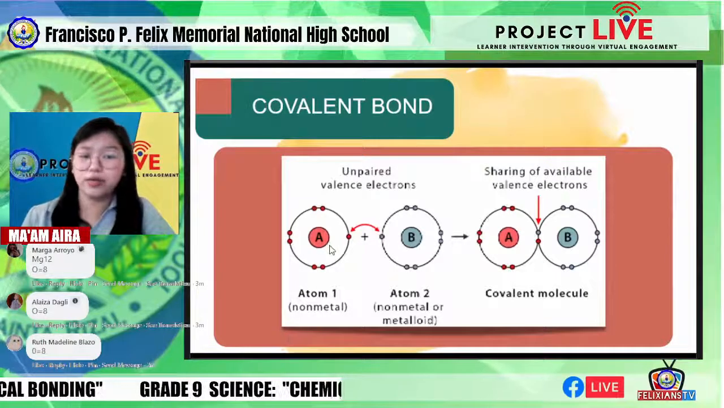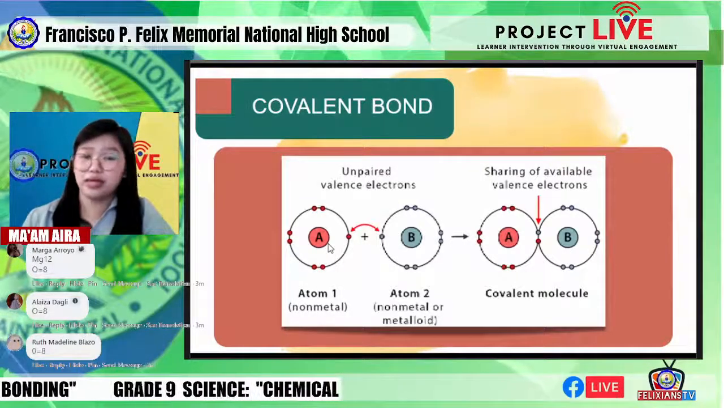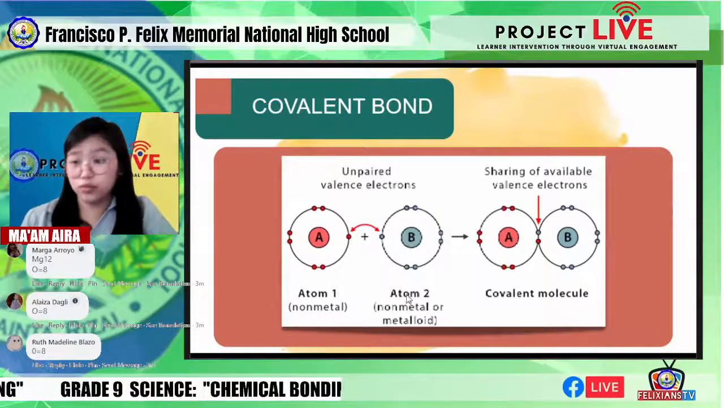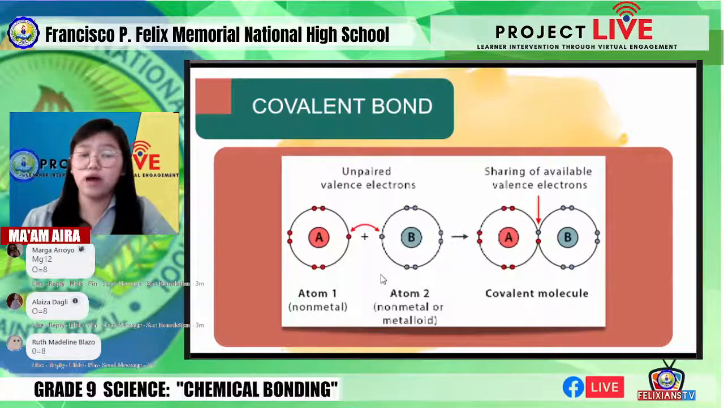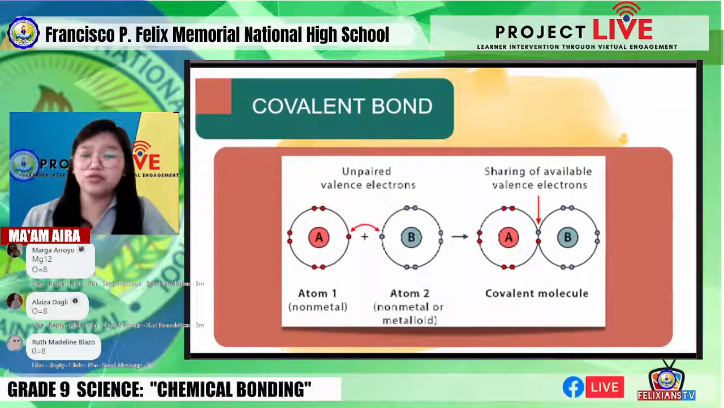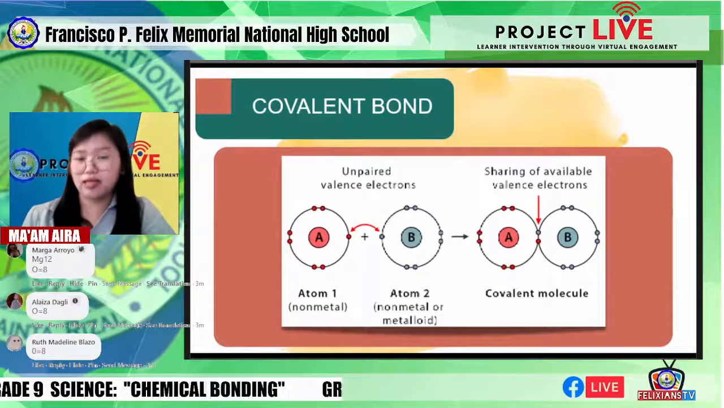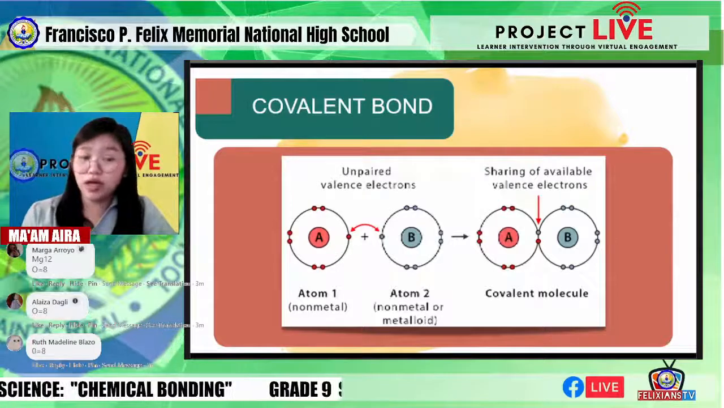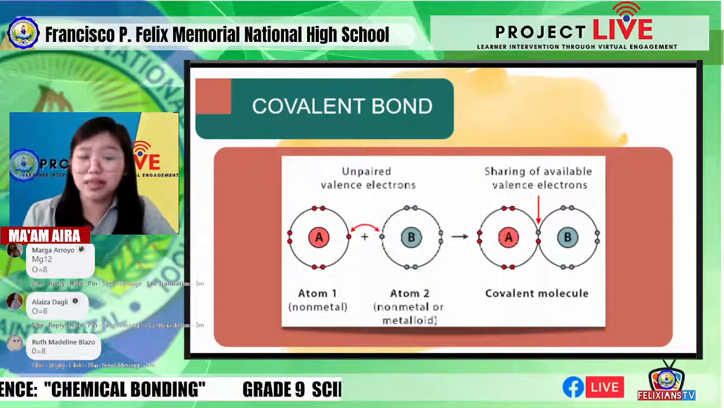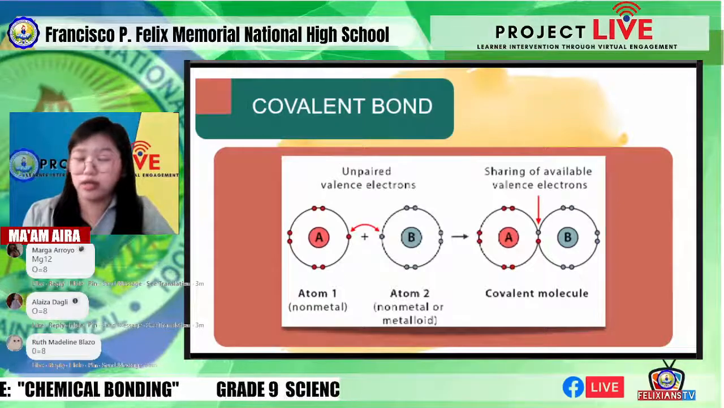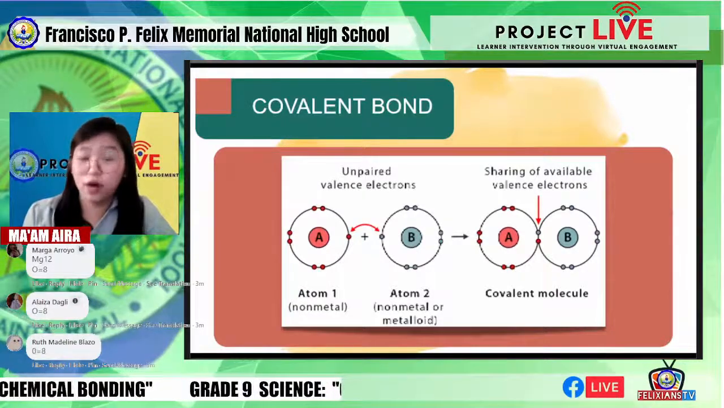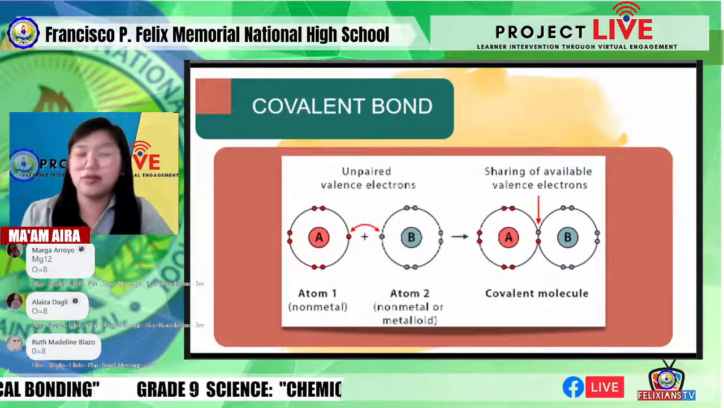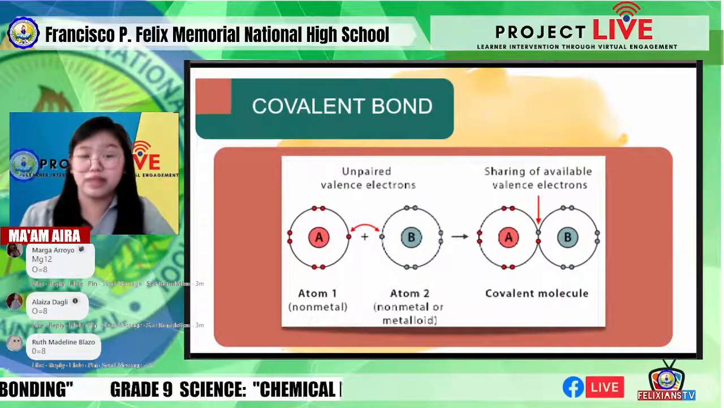As for example, again, instead of transferring, uulitin ko po, we are sharing electrons here under covalent bond. So let's say, for example, we have these two participating elements. So we have atom 1 and atom 2. Remember that when we talk about covalent bond, this has to be two nonmetals or one nonmetal and a metalloid. So I will repeat, two nonmetals or one nonmetal and one metalloid. So they can undergo covalent bonding.